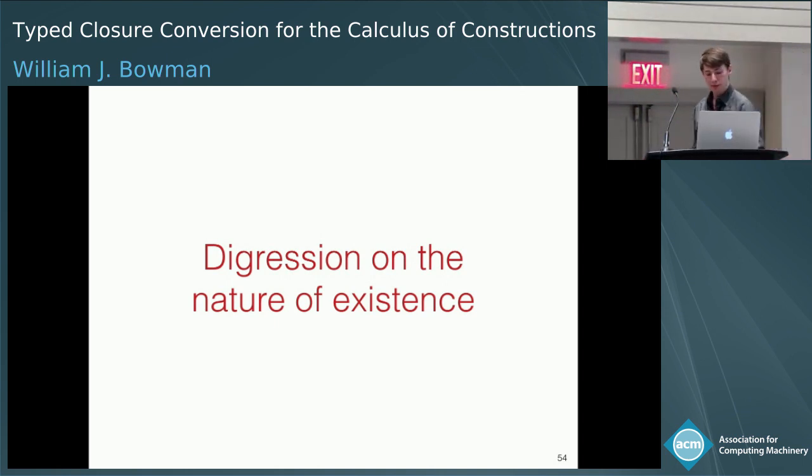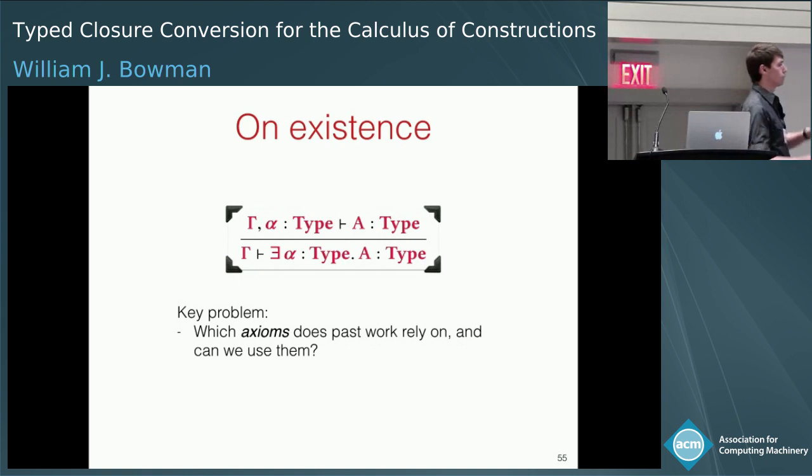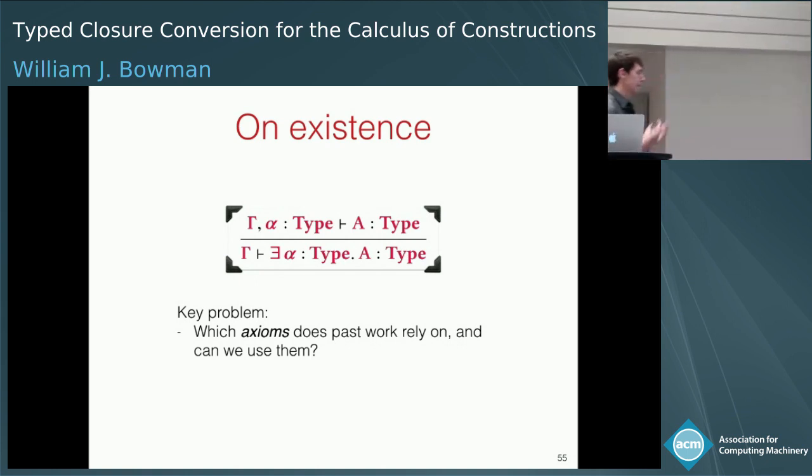So let me digress for a moment and talk about philosophy. Okay, so I said that the key to understanding this problem is understanding the axioms that past work relies on. And when I say axioms here, I'm talking about axioms in type theory. So they actually have computational content. From a programming language's perspective, you can think of an axiom as primitive, but I'm focusing on logical consistency here, so I'm thinking about this typing rule as an axiom.